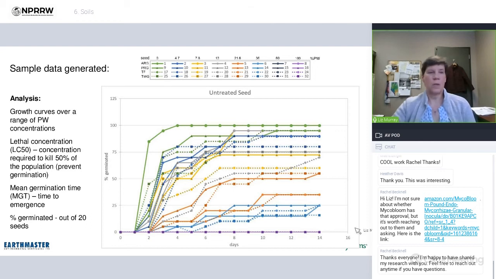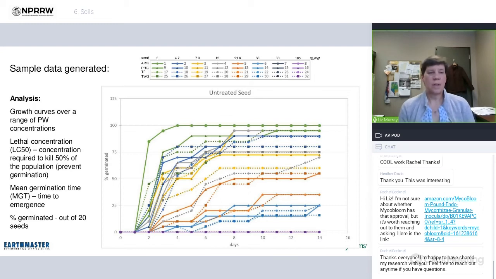So I'm just going to walk you through this. We have 4 species of plants: annual ryegrass, perennial ryegrass, tall fescue, and tall wheatgrass. The numbers across the top of the graph there are percent produced water. So it went from 0 to 100%. And you can tell by looking at, so everything of the same color is in the same amount of produced water. And it's just the different squares and circles and triangles that distinguish the different seed types. So basically, what we were looking at is growth curves over a range of produced water. This happens to be untreated seed in a range of produced waters.